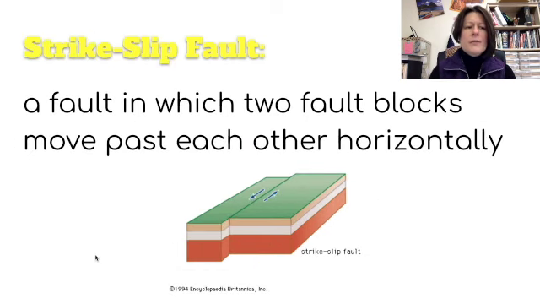The third type of fault is a strike-slip fault. This is a fault in which two fault blocks move past each other horizontally. So they're sliding past each other. This happens along a transform boundary. This is what is happening in California at the San Andreas Fault.